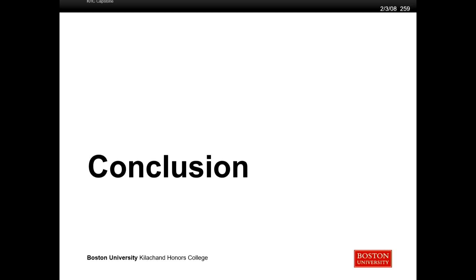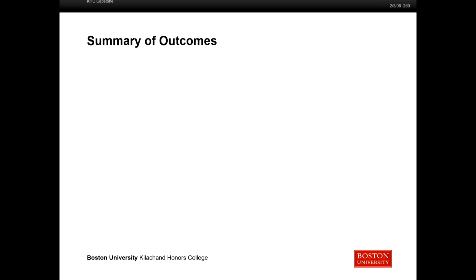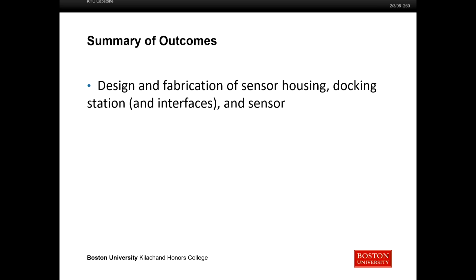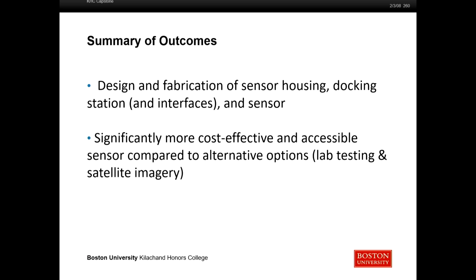And for conclusion, I will summarize our outcomes. We were able to design and fabricate the sensor housing, docking station, and the sensor itself. It's significantly more cost-effective and accessible compared to alternative options, and it's able to hopefully detect HABs specific to the Charles River.